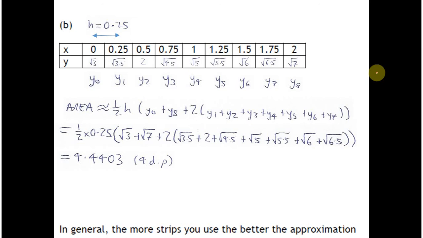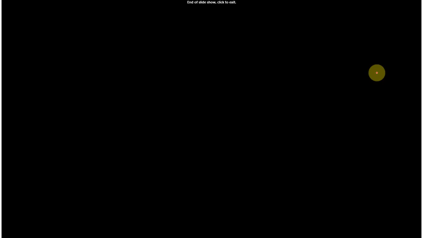Now in this case, it is actually possible to do the integral exactly. So the actual area is 4.4414 to 4 decimal places. So the 8 strips is closer than the 4 strips. And in general, this is usually the case, that the more strips you use, the better the approximation, as the trapeziums more closely match the actual shape of the curve. This concludes our presentation.